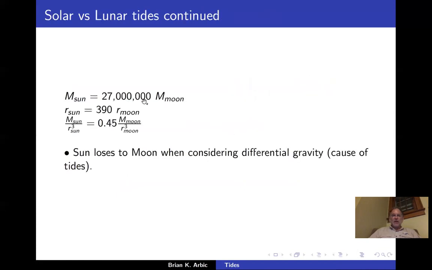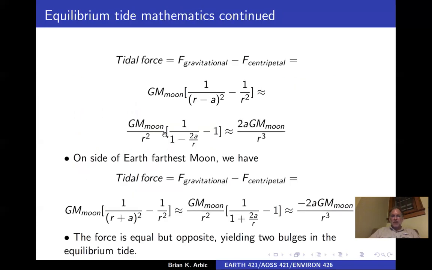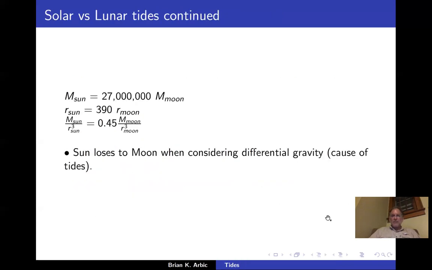Okay, so the sun is 27 million times more massive than the moon, but the distance from the Earth to the sun is 390 times the distance from the Earth to the moon. And this tidal force goes like 1 over r cubed. So you take 27 million and divide by 390 cubed, put that in your calculator and test it out. You're going to find that it's 0.45. So the sun loses to the moon. It's less than the moon when considering differential gravity, which is the cause of tides.